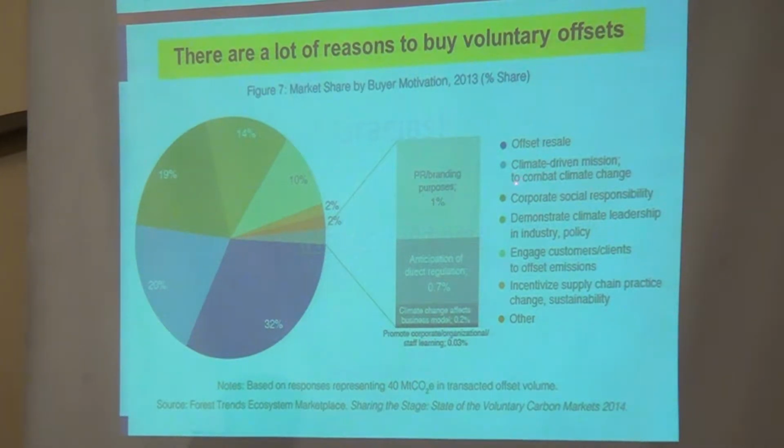You have direct purchases from companies usually that are interested in promoting a climate-driven mission. You have corporate social responsibility, which is a significant factor, CSR purchases. And then we get down into some smaller numbers with demonstrated climate leadership in industry and policy and engagement with customers on offsets and emissions. The key point here is there are a lot of reasons to buy voluntary offsets.